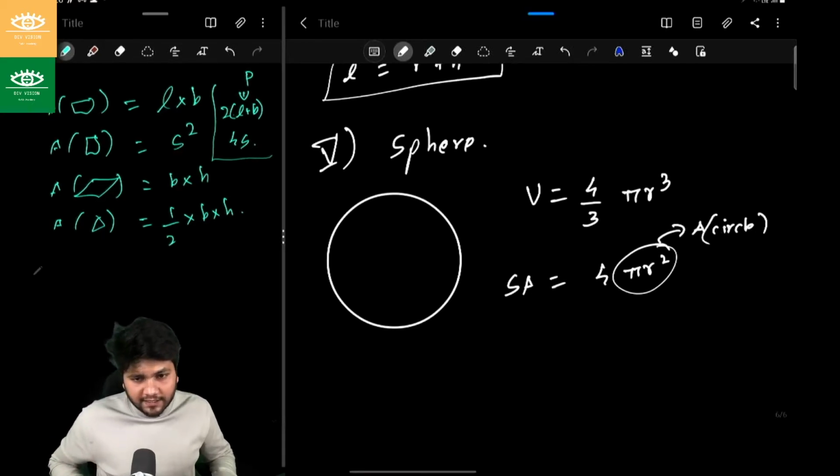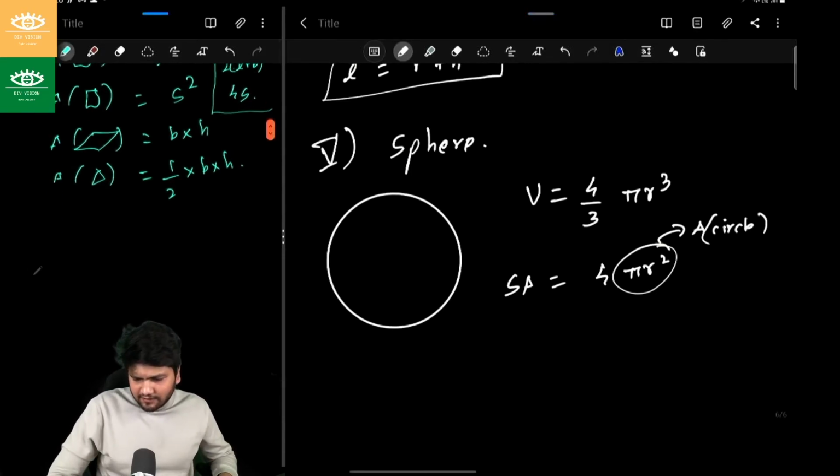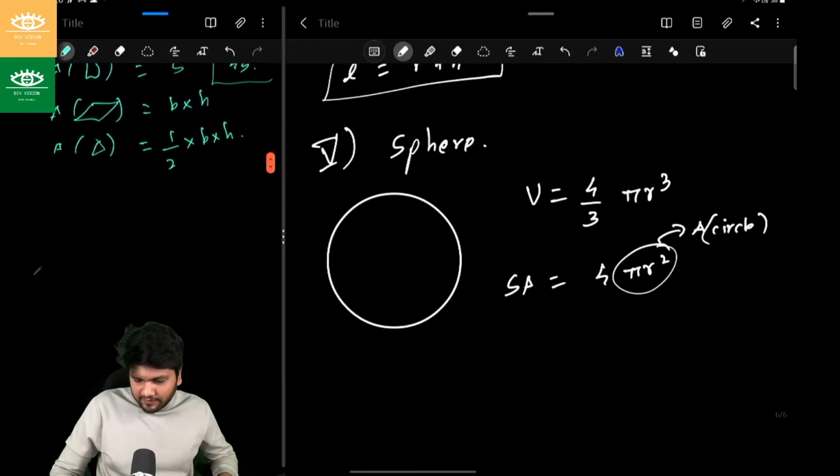So volume is going to be 4 by 3 pi r cube, and surface area is going to be 4 times pi r square. Now, how to remember this? One pro tip for every shape. First, let's revise all the things, then I'm going to tell you about that pro tip.